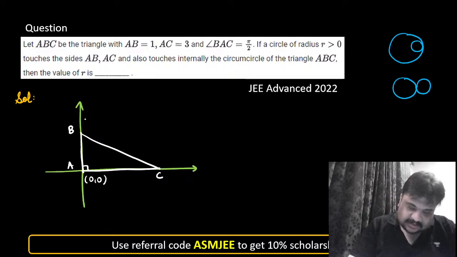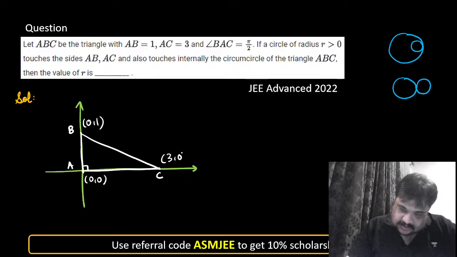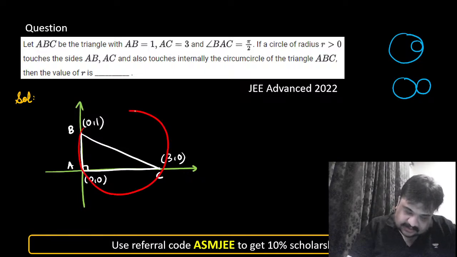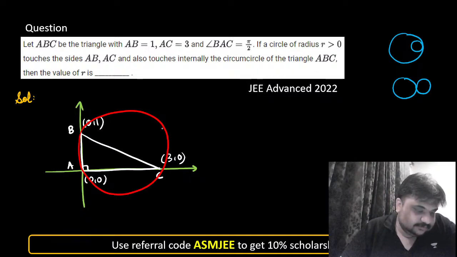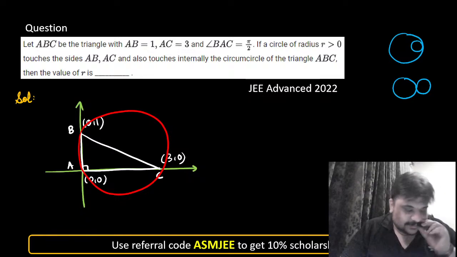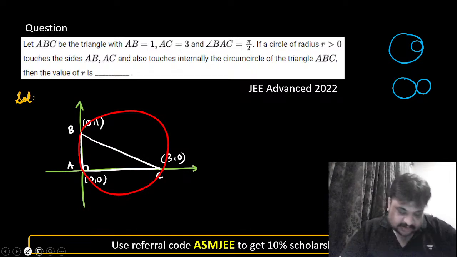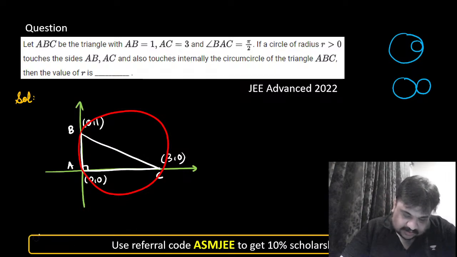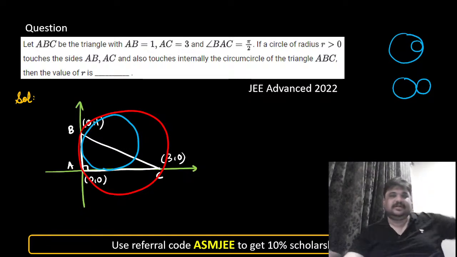This is 0, 0, this is 0, 1, and this is 3, 0. Now, there is a circle which is the circumcircle of this triangle. So the circumcircle will have this as diameter. This is the circumcircle. Very good, Hiral. Shabash. Very nice. Now they are talking about this circle that touches both these sides and also touches this circle.